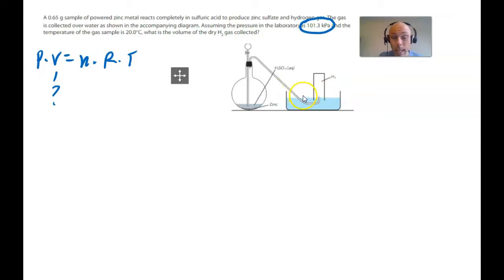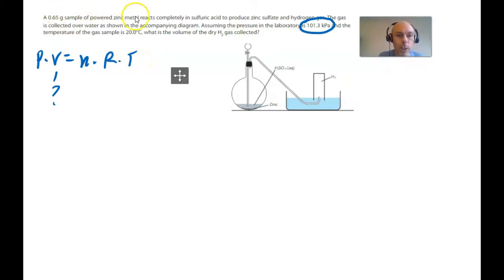Remember, atmospheric pressure is equal to the pressure of the hydrogen gas in this gas collection tube and the vapor pressure due to water. So at some point, we're going to subtract away from 101.3, the total pressure in the cylinder, the vapor pressure due to water at 20, and that'll be the pressure of the gas. So we can get the pressure of the gas. We're trying to find the volume. We don't know how many moles of gas there is. Let's talk about that in a moment. R is a constant, and the temperature is at 20 degrees Celsius.